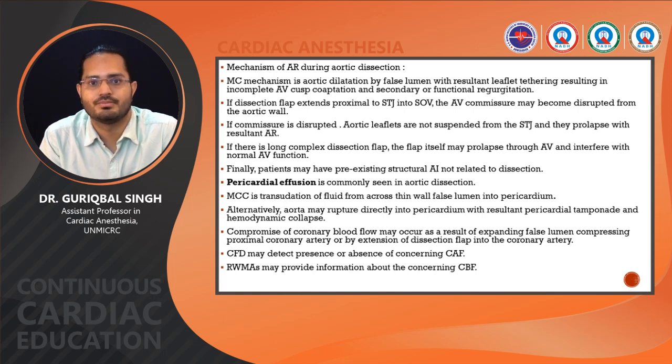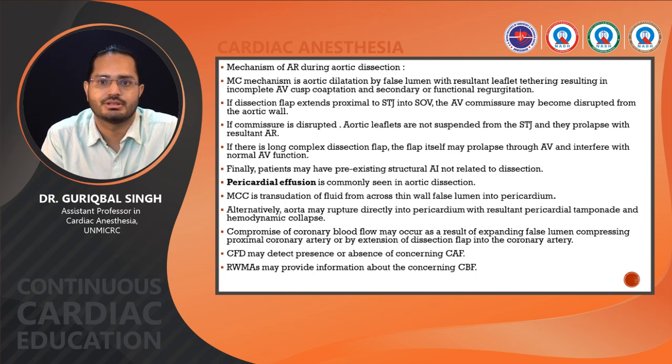If there is a long complex dissection flap, it may prolapse through the aortic valve and interfere with normal aortic valve function. Pericardial effusion is common. Most common is the transudation of fluid across thin wall false lumen into pericardium, or aorta can rupture also.